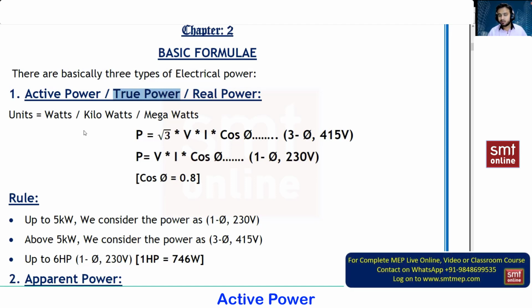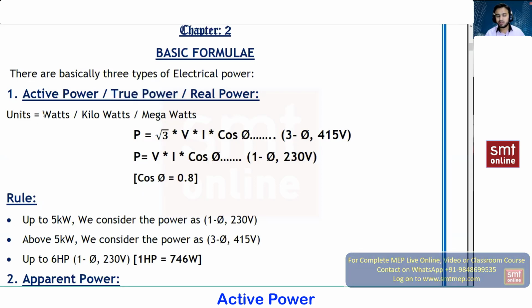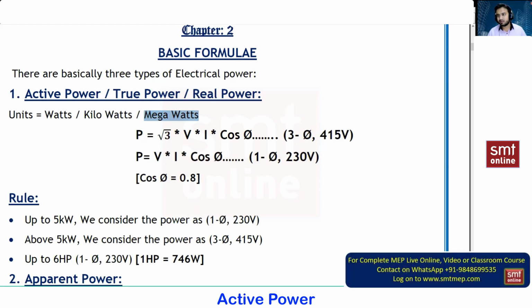So how are you able to say that this device is an active power device, this device is an apparent power device, or this device is a reactive power device? By looking at the units, we can say whether it is active power or apparent power. Whenever the equipment has units in watts, kilowatts, or megawatts, that will be the active power equipment.